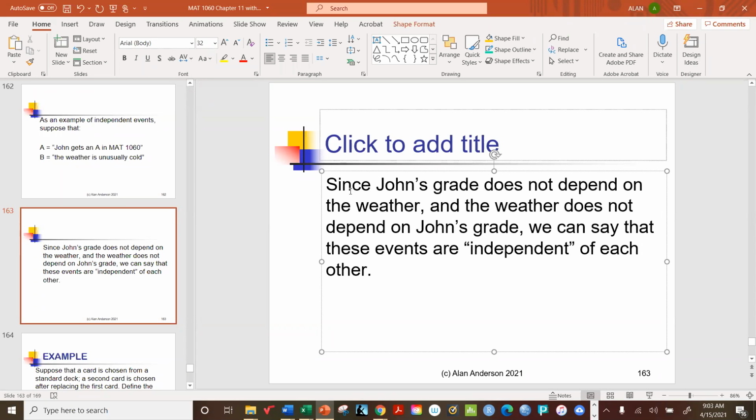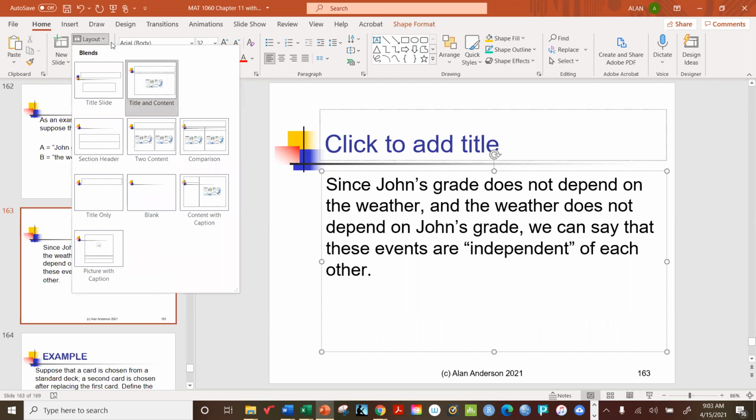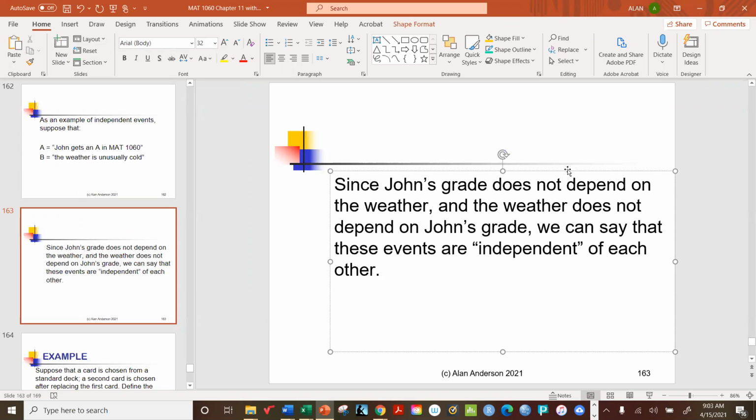Okay, now there's a much more formal way of explaining this, but I want you to get the intuitive feel for what exactly it means for two events to be independent. It basically means they're unrelated to each other. And so the probability of one is not influenced by the probability of the other one. Okay, so now that you know that, let's see what the formal definition is.